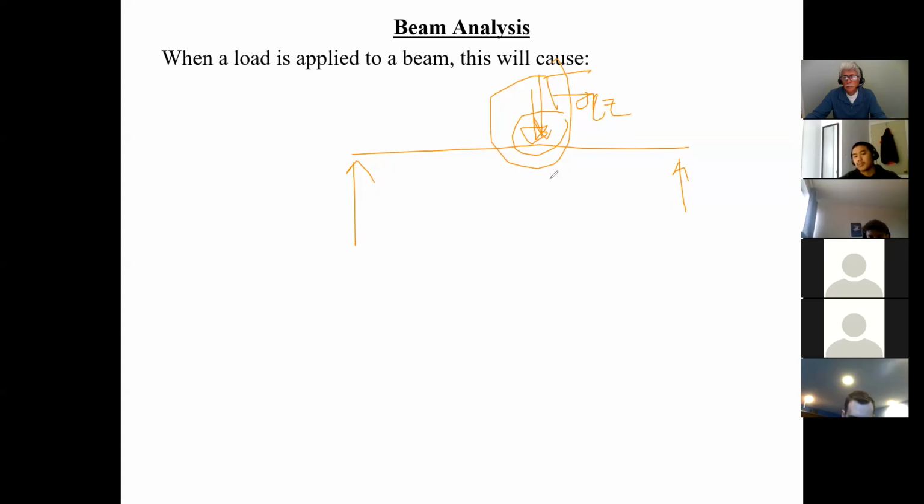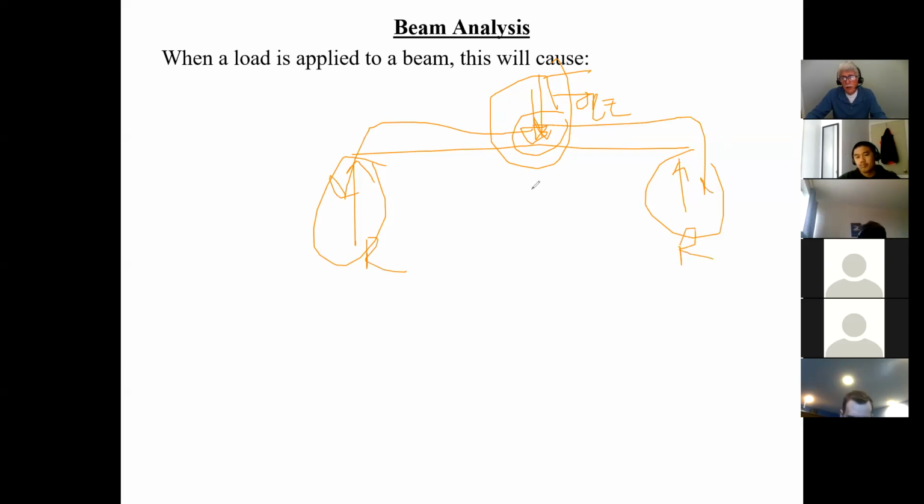There's like a bending in the beam. Oh, there's a bending in the beam. Good. And then also remember, all of a sudden I put a load, I'm going to have reactions here, right? In other words, this force is going to go partially here. This force is going to go partially here. So I will get some reactions, okay?